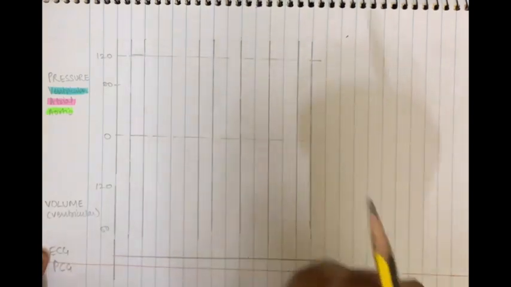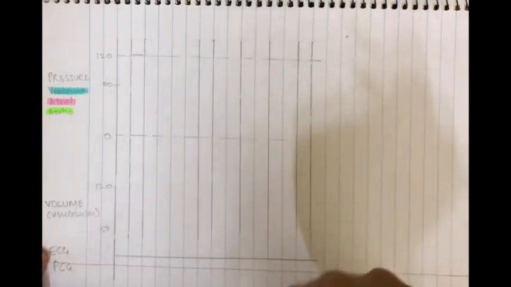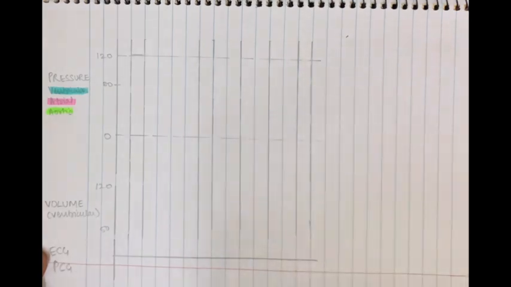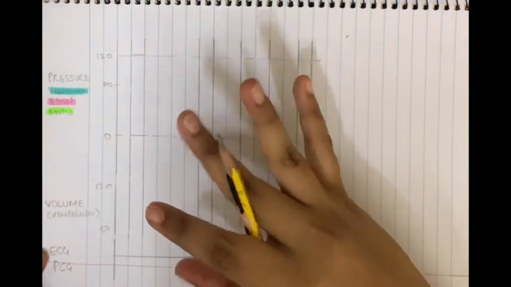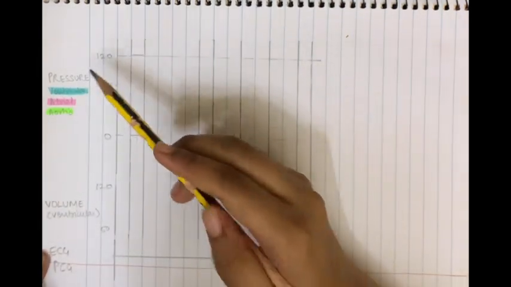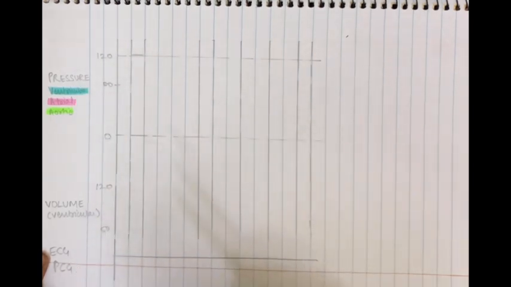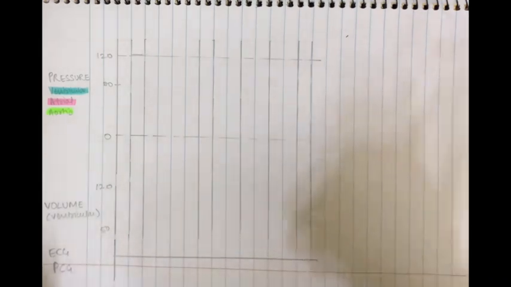Here I will be drawing the Wiggers diagram and finally will be explaining it to myself. So in this diagram you have three main components. I will finally be drawing the Wiggers diagram on this piece of paper, and it has components: the pressure, volume, ECG and PCG.